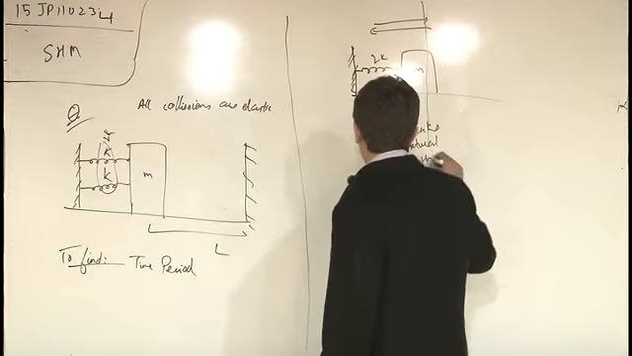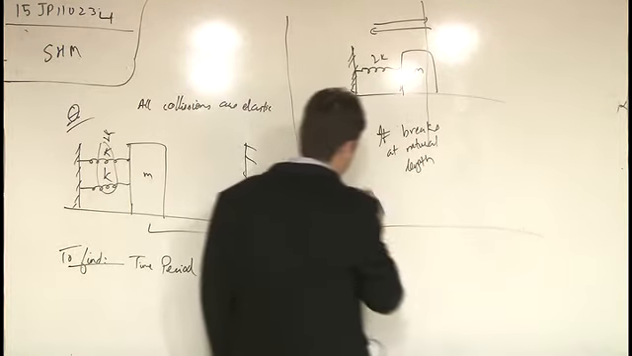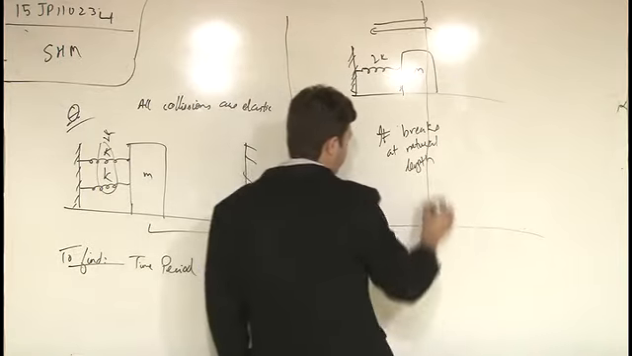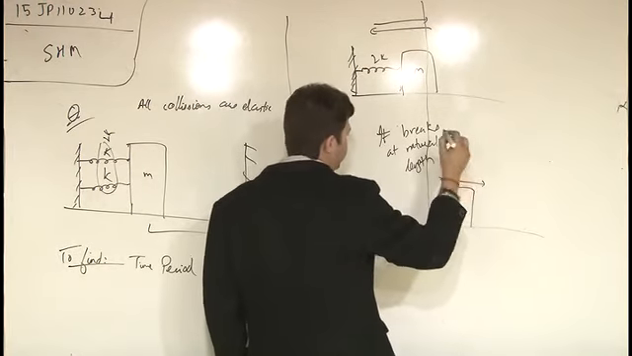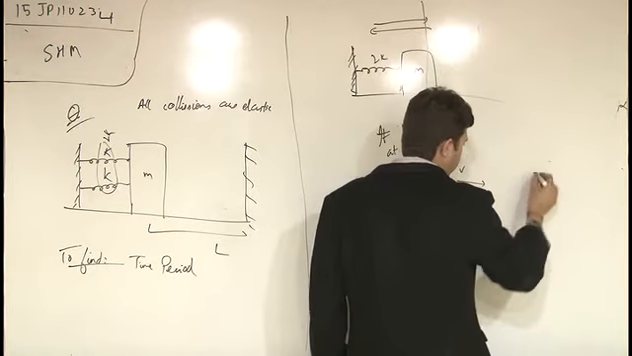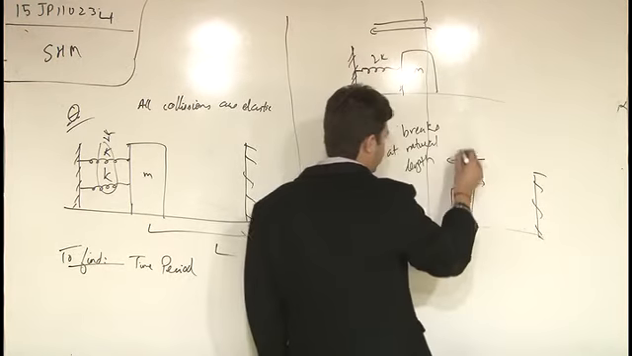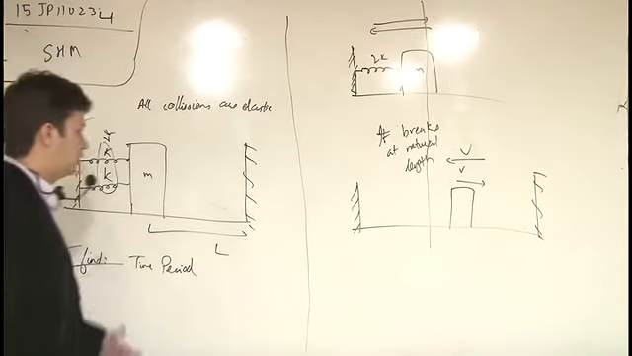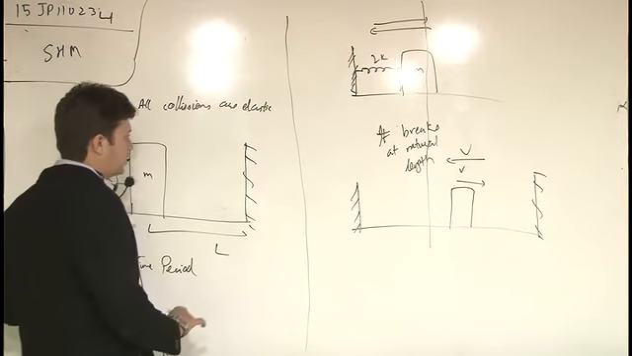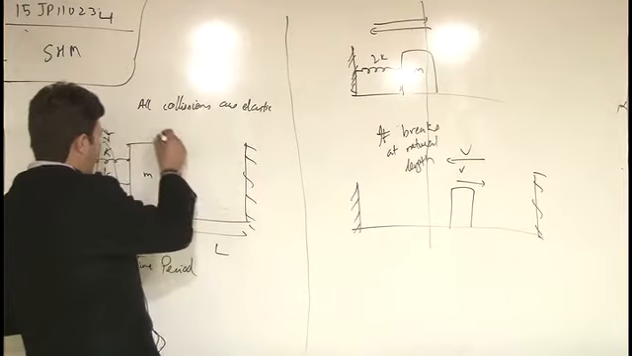So after it breaks contact at the natural length, the block goes in this direction, let's say with velocity v, and returns with velocity v again. It is given that the velocity is v.